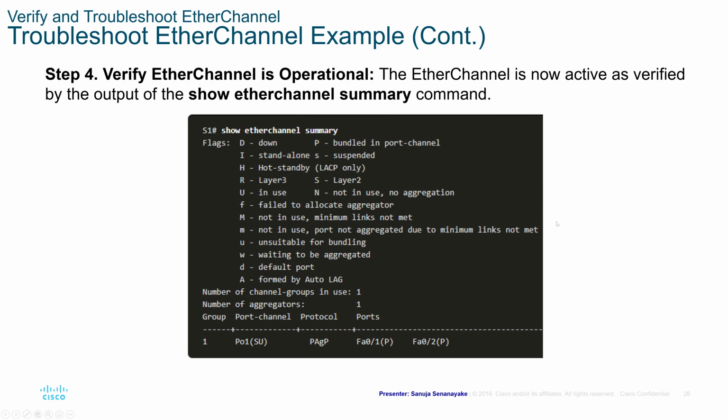So finally, now we have corrected the issue. You can verify the EtherChannel is operational by using the show etherchannel summary command, and the show etherchannel summary command on switch 1 now shows that the EtherChannel is established right here, and it is currently working and everything is good to go. So that is a really good example of troubleshooting.